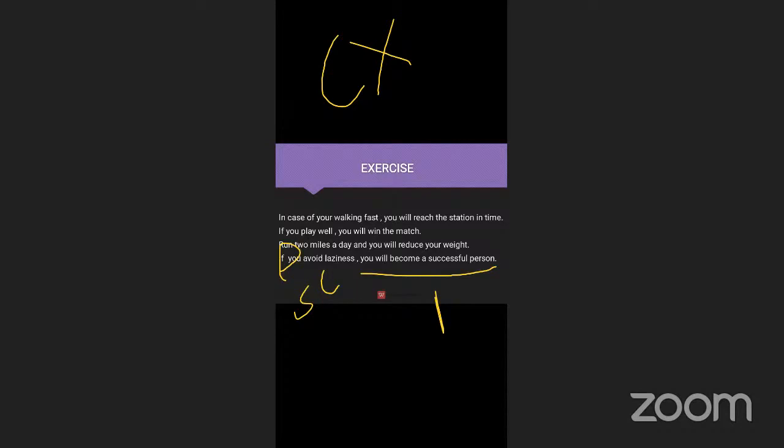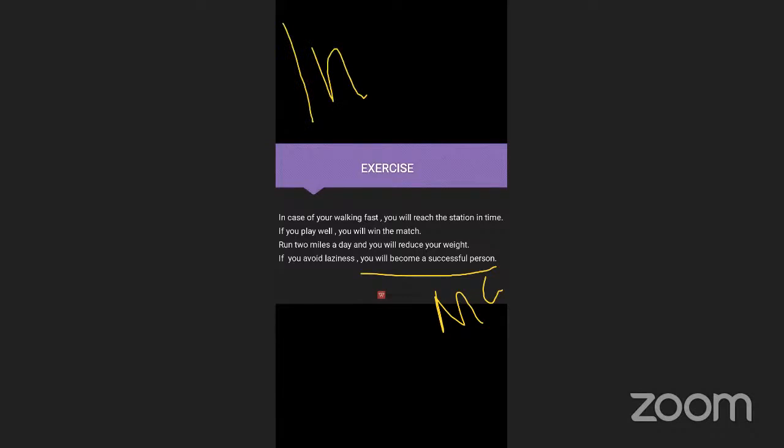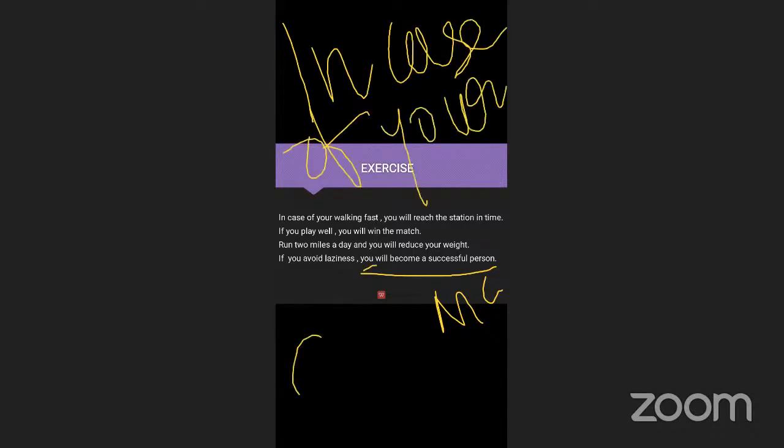So we can go to how to change the subordinate clause. First, the subordinate clause part we are going to change as a phrase. Then we get a simple sentence. If you avoid laziness, instead of if, in case of. Avoid will be changed to avoiding. In case of your avoiding laziness, you will become a successful person.